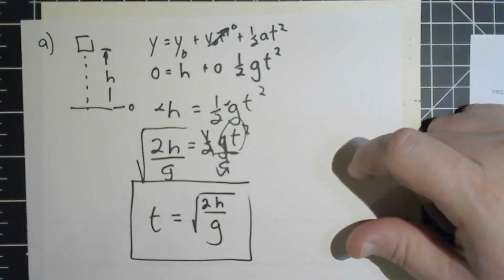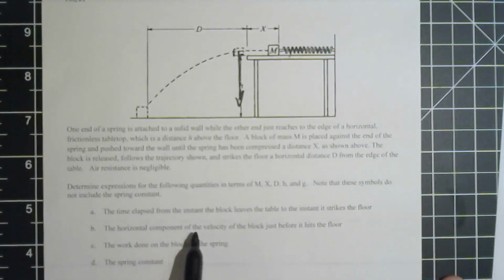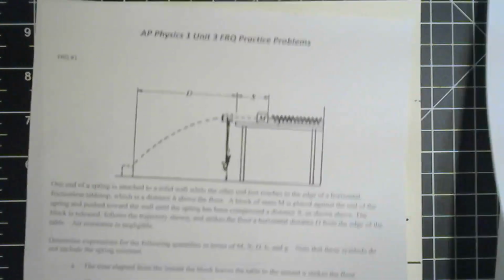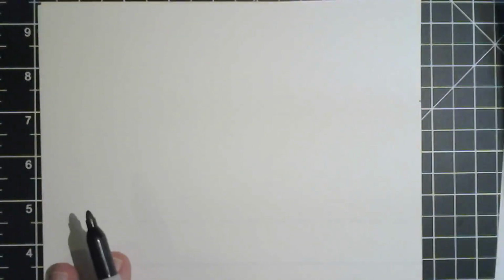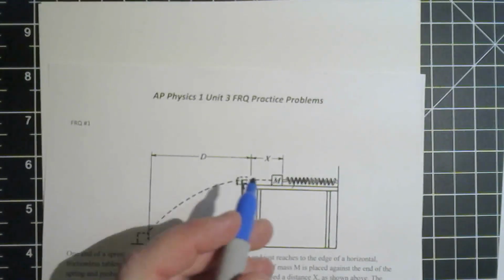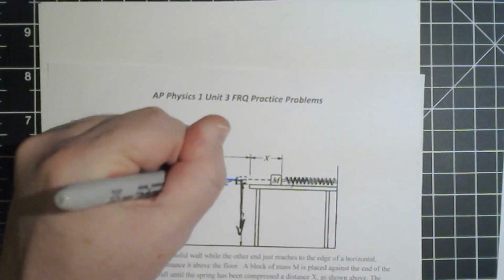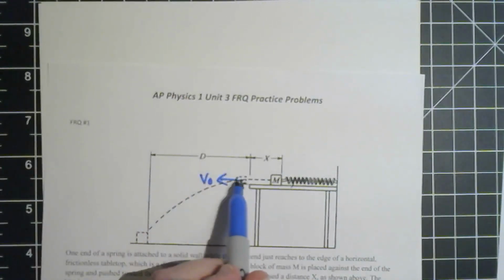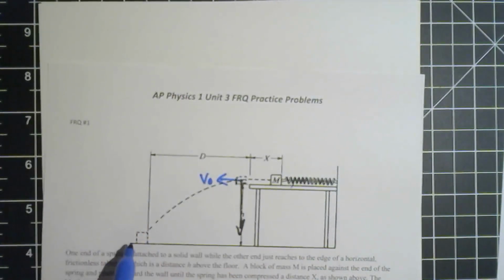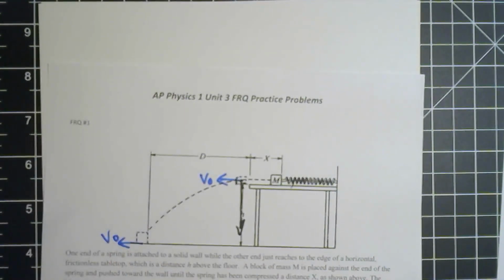And that's your solution for A. Now question B says we want to determine the horizontal component of the velocity of the block just before it hits the floor. Well, that's actually pretty easy, because if you remember, for projectiles, as this thing falls down, the horizontal velocity is constant. So whatever it launched off at with V naught, that's going to be the same as the horizontal velocity right before it hits the floor.